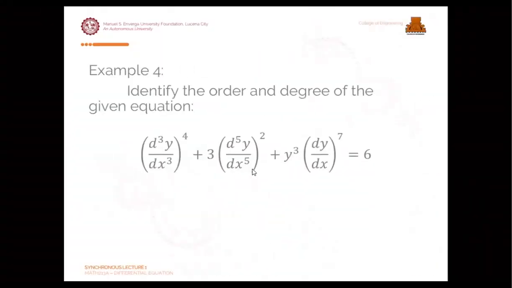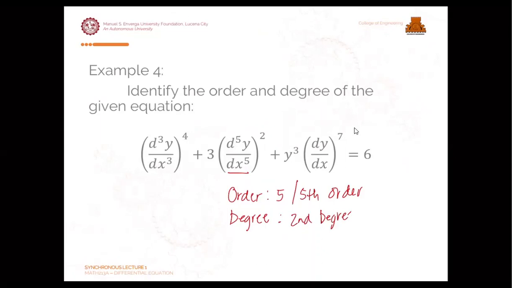Okay, next. Okay, so we'll have this one. So, without writing anything on the equation, order natin dito is highest derivative is ito. So, 5 or 5th order. And degree is kung ano yung kung saan siya naka-raise sa power. So, we have second degree. Okay? Check ko kung nagre-record yung screen ko. So, thankfully nagre-record naman siya.